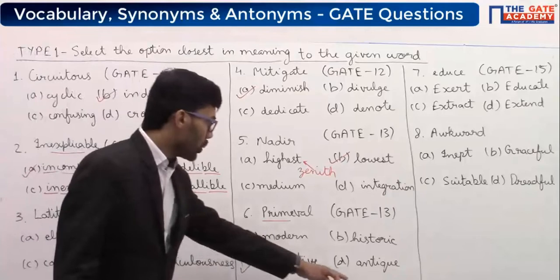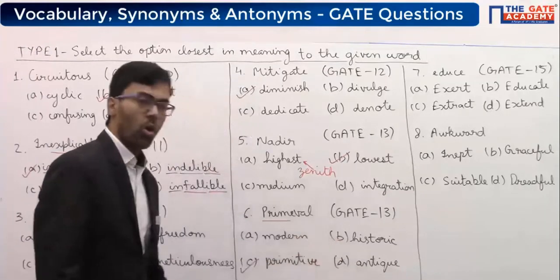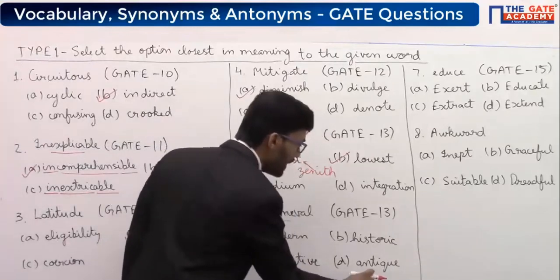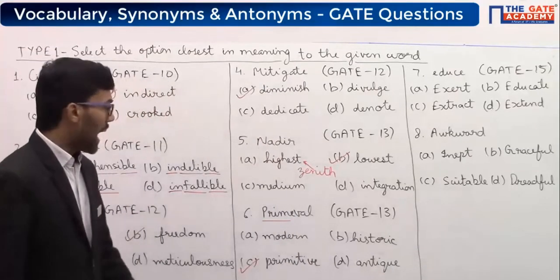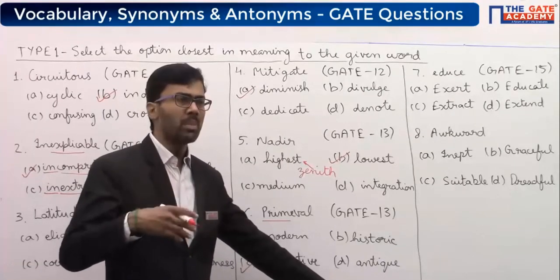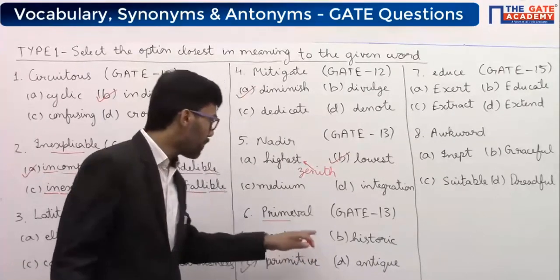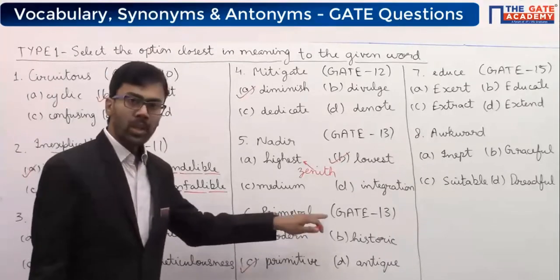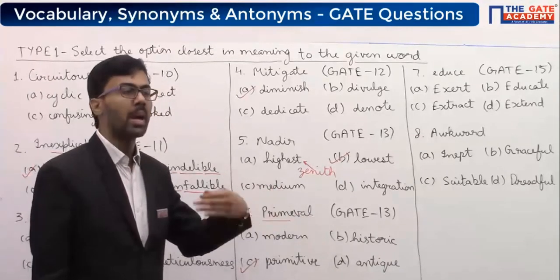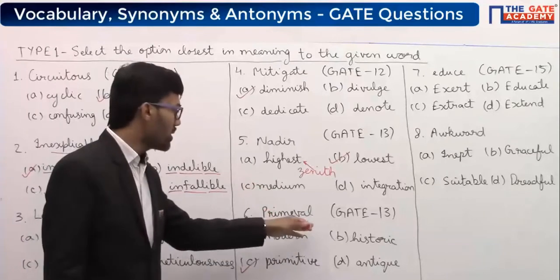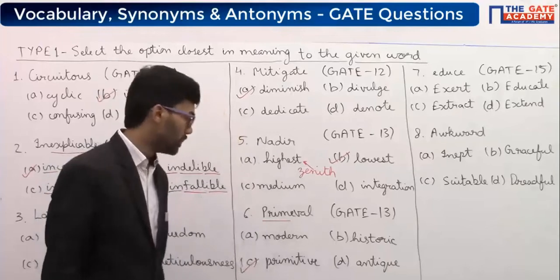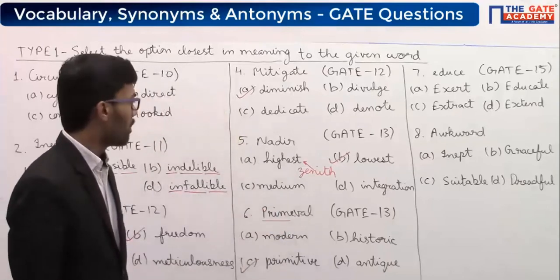Of course, you can say the word antique may also sound closer in meaning, but here antique would mean something that is old, but antique would also mean some kind of a material, some object or something, whereas primeval usually denotes some kind of a property, some kind of a characteristic, some kind of a quality that was there in something that existed a long time ago. So that is what is called primeval.